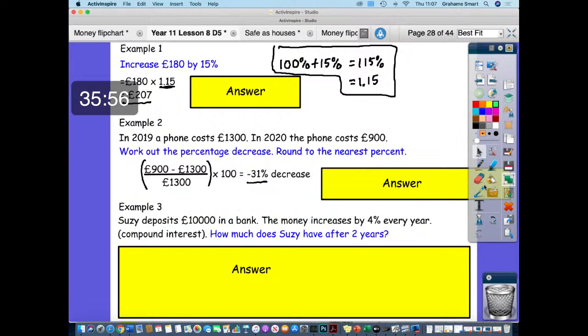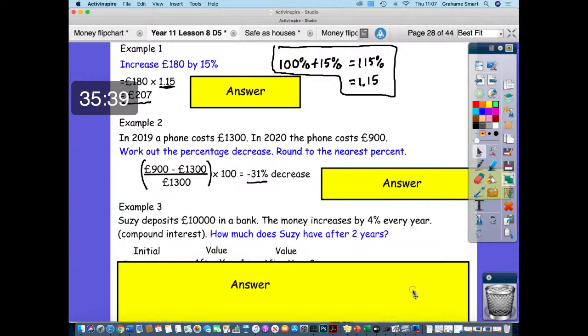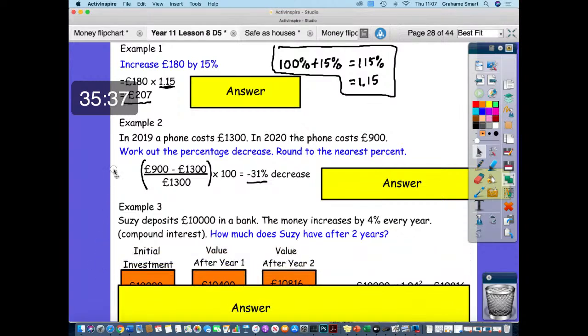Just move the answer box out of the way. And then this one here, the third one, is slightly trickier. Susie deposits £10,000 in a bank. The money increases by 4% every year. So this basically means the interest rate is constant, and it's compound interest. How much does Susie have after 2 years? And I've split this one up into something a little bit simpler here.